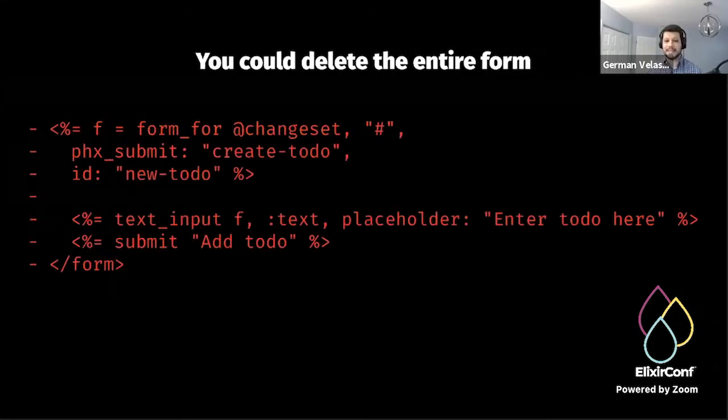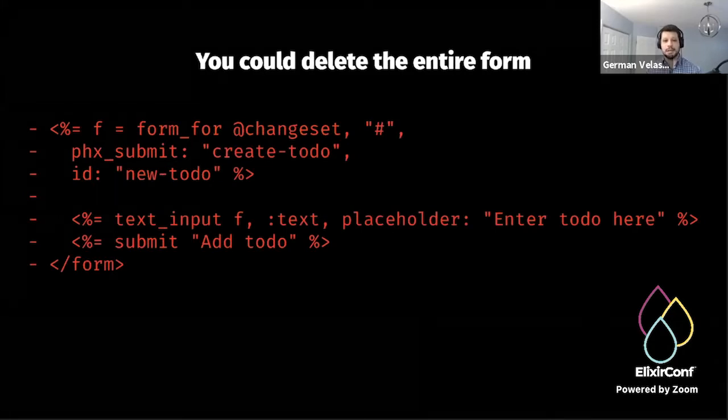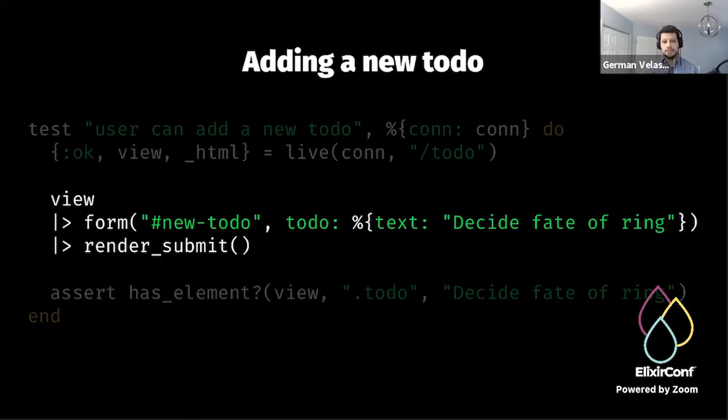So you can, in fact, delete the entire form from your HTML, and the test would still pass, right? So that's a huge false positive. In contrast, if we use this form helper, the combination of the form helper plus the render submit will make sure that for this particular ID, the element that we've targeted with our CSS selectors actually has a Phoenix submit attribute attached to it. And it'll also try to match the form data against the form on the page.